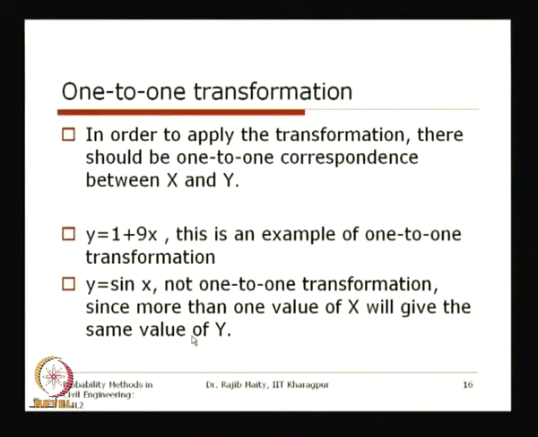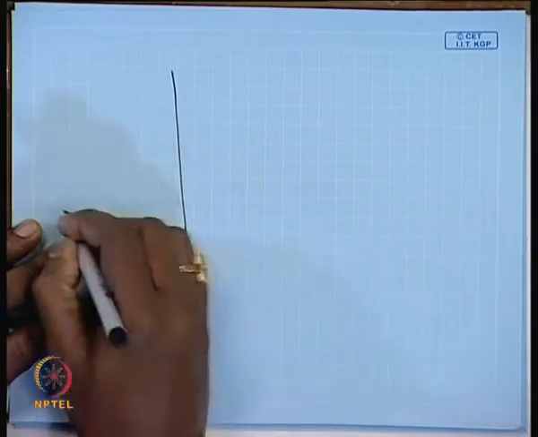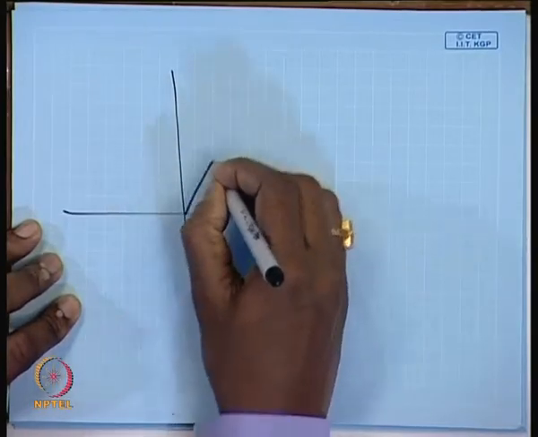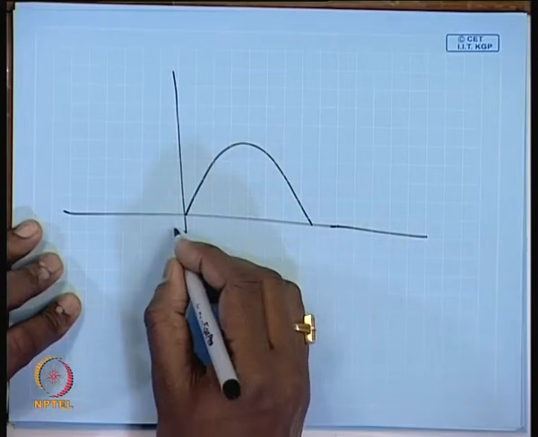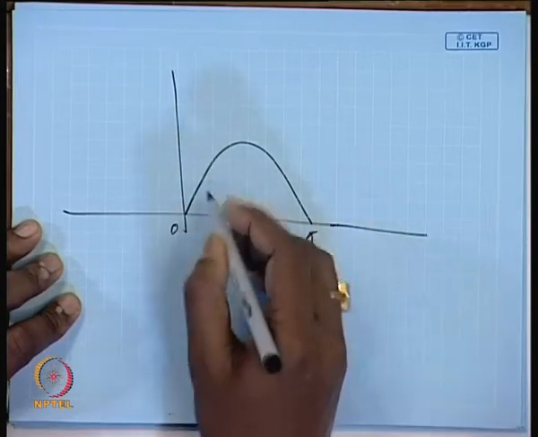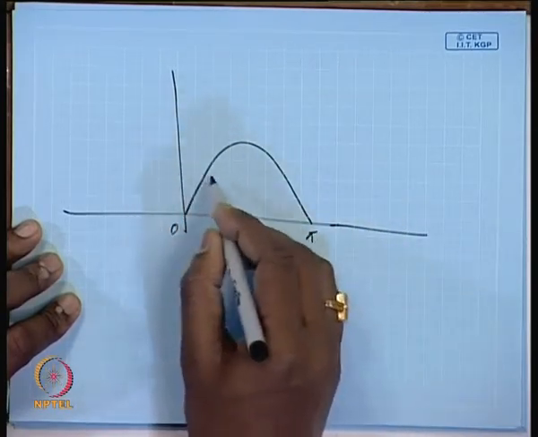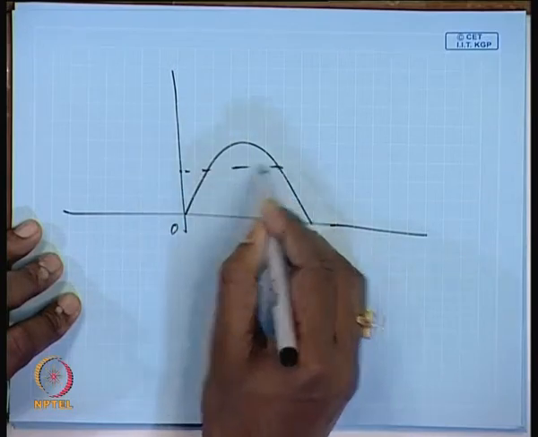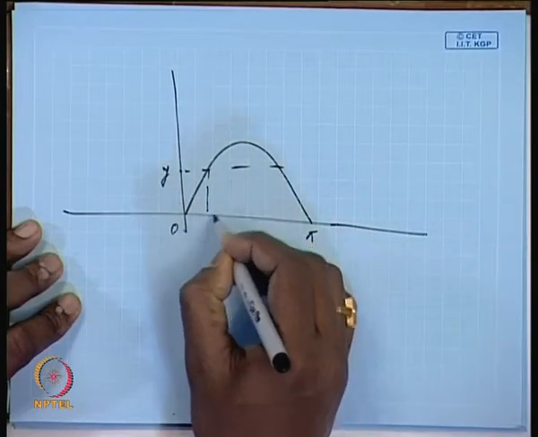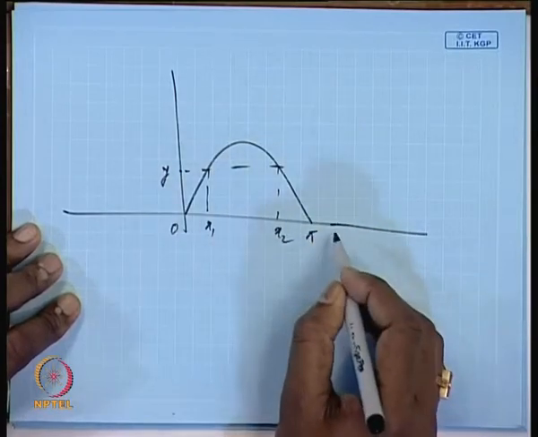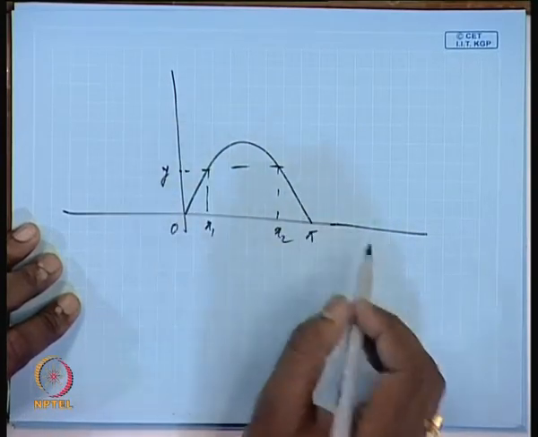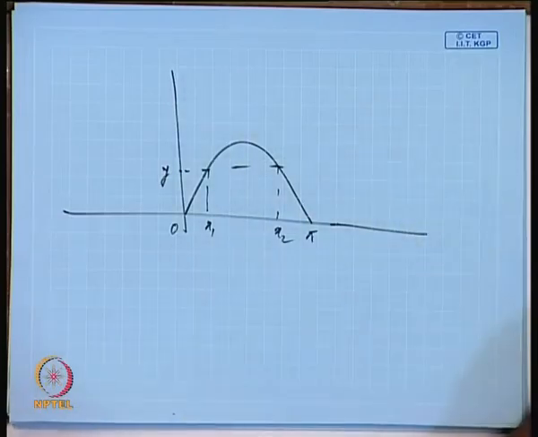So if the function is valid for 0 to pi, then you know that for the same value of y there are two values, this is x1 and this is x2. So two values of x are possible. That is why this is not a one-to-one transformation.